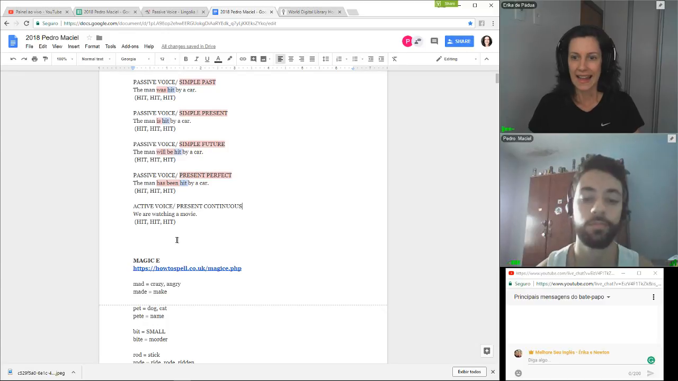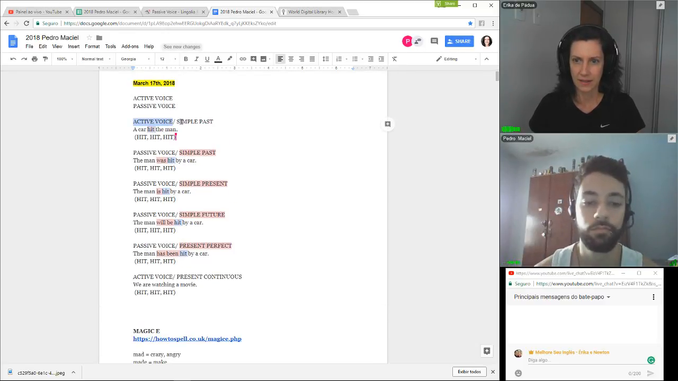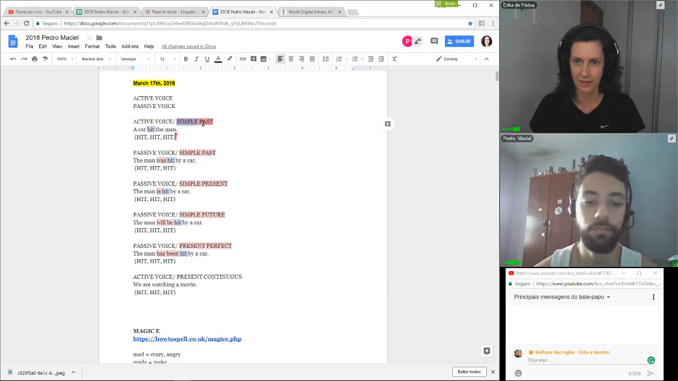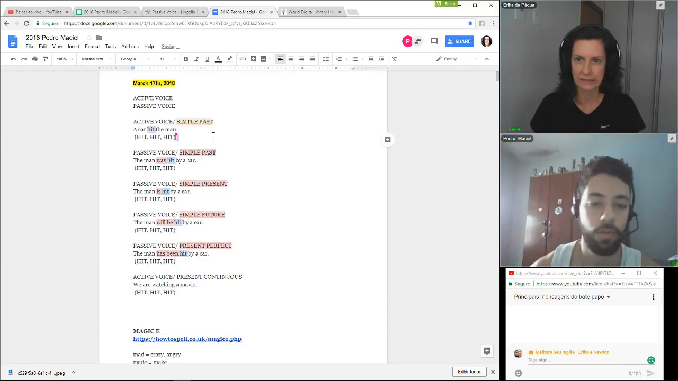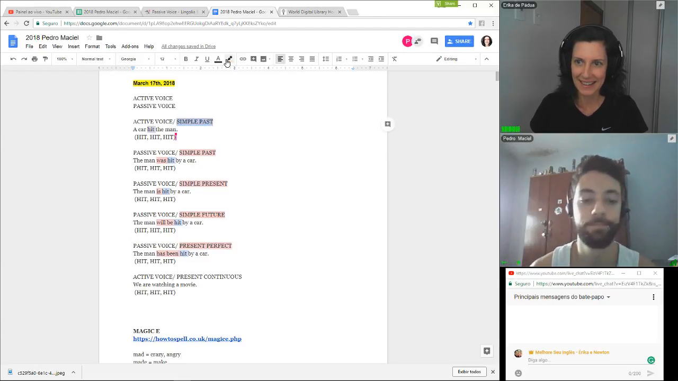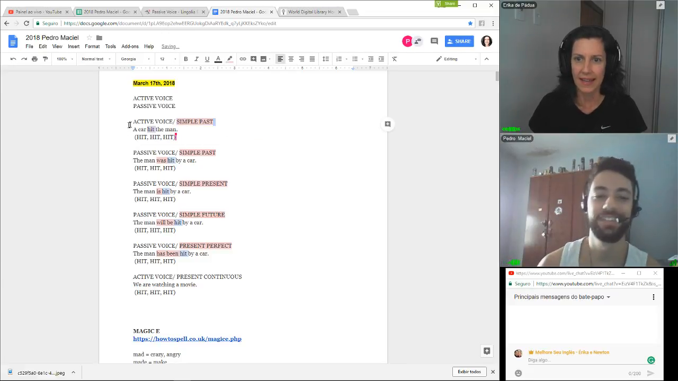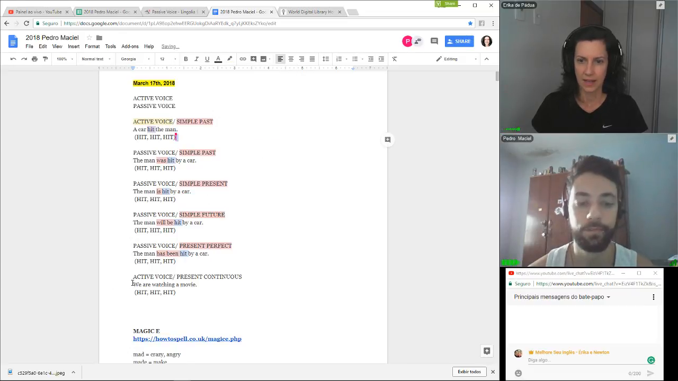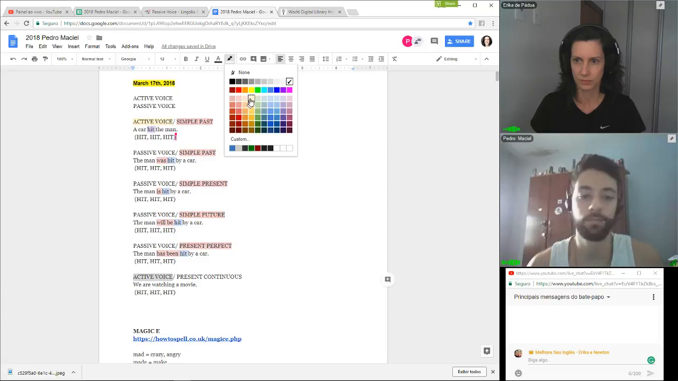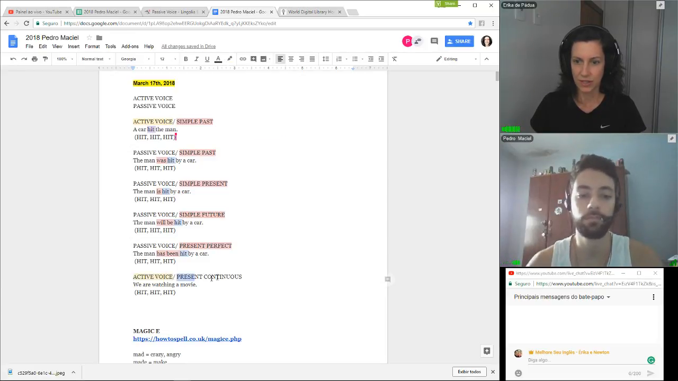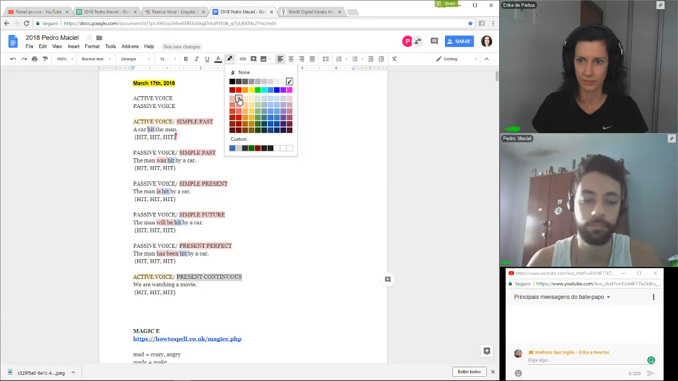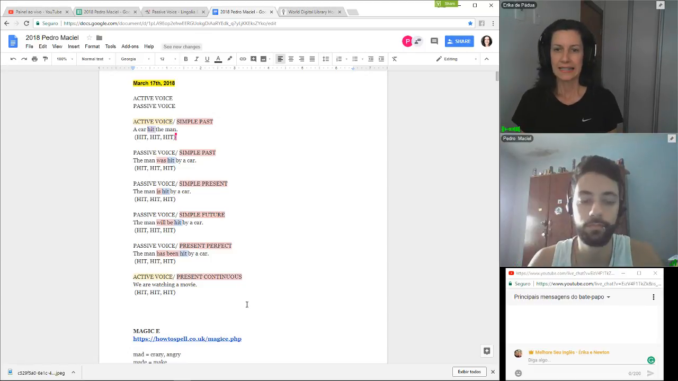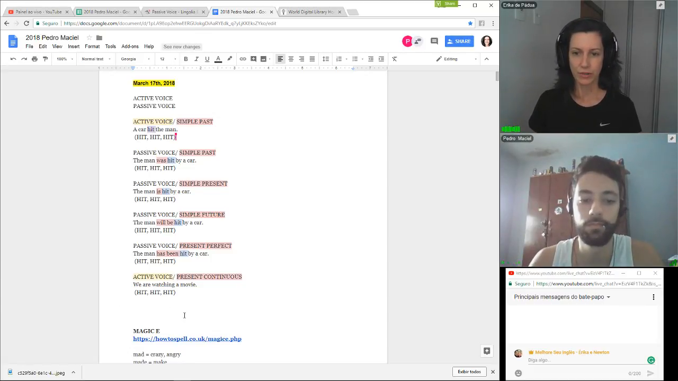Right. Now I'm going to color this to make it even more understandable. Where is the red that I used? Oh, here. I'm going to put the active voice in yellow. Active voice here, yellow. And this is the present continuous, which is a verb tense, so it's in red. I'm not going to color the passive voice. The active voice: we are watching a movie, in the present continuous.